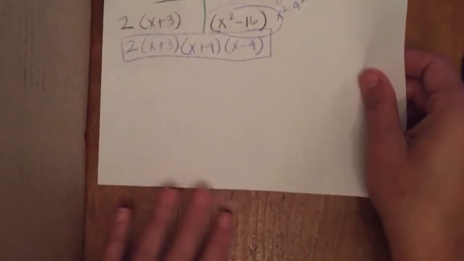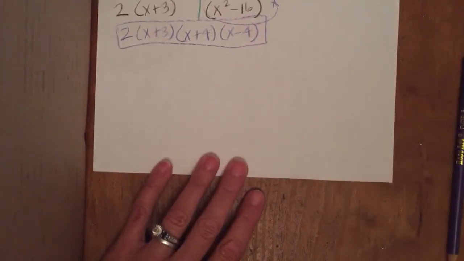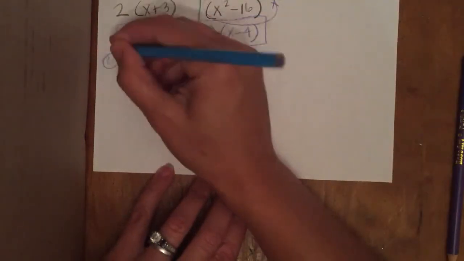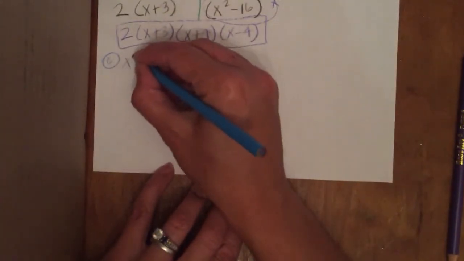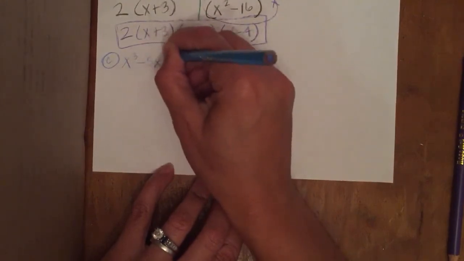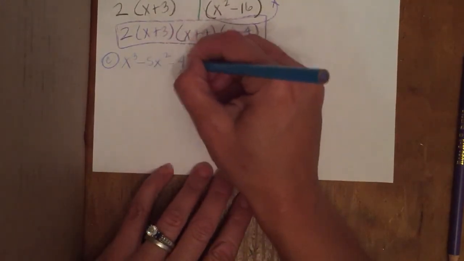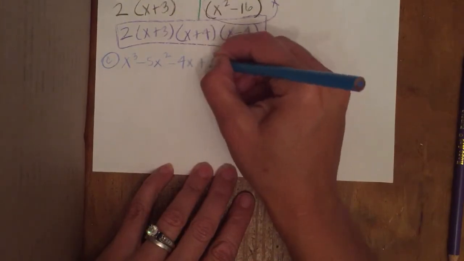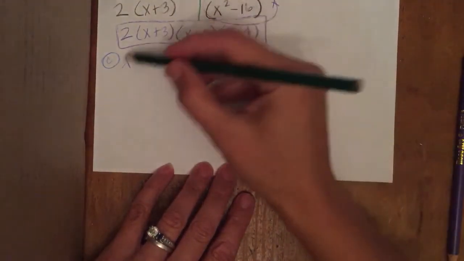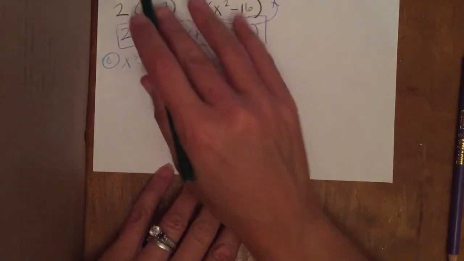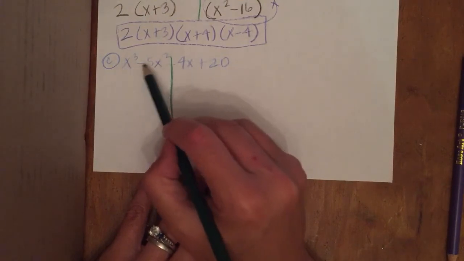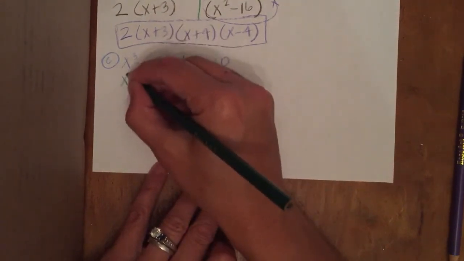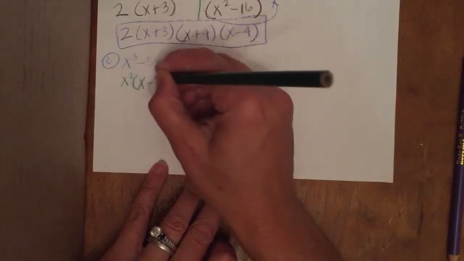So let's do the last one. And that's going to be C. And C for this section is x cubed minus 5x squared minus 4x plus 20. So I don't have any common factors to pull out like I did at the get-go here. So I'm just going to make my 2 groups. What do x cubed and 5x squared have in common? Well, they've got an x squared. So I can pull out x squared, and that leaves me with x minus 5.